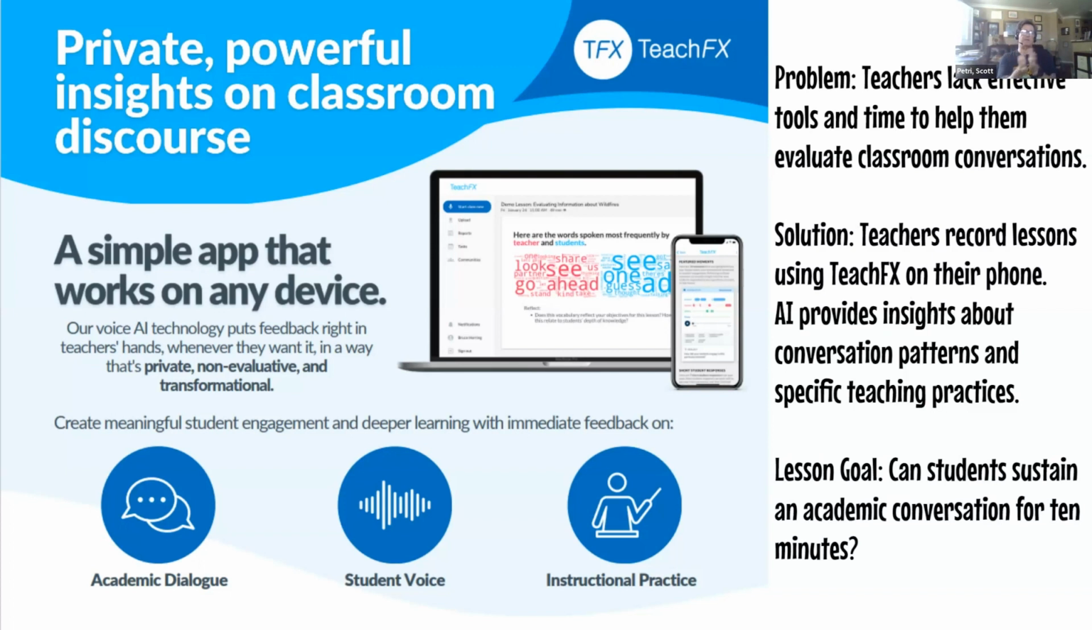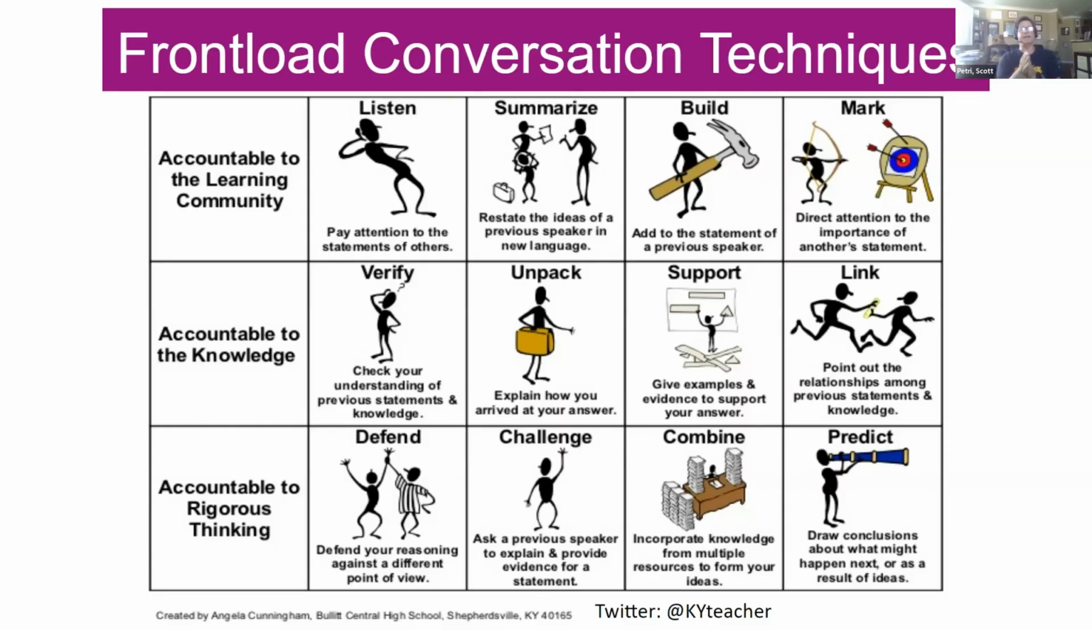So for my first attempt at this, I just asked my students if they could sustain an academic conversation about a book they were reading for 10 minutes. I introduced the topic, but I wanted them to ping pong back and forth in a conversation about this book that they're reading. And I got to give a shout out to my friend Angela Zorn, who is a Kentucky teacher on Twitter.